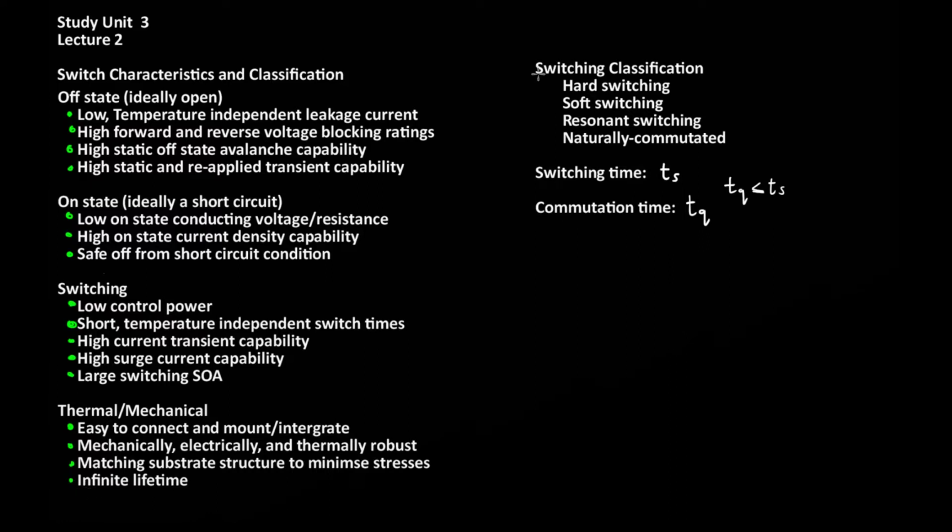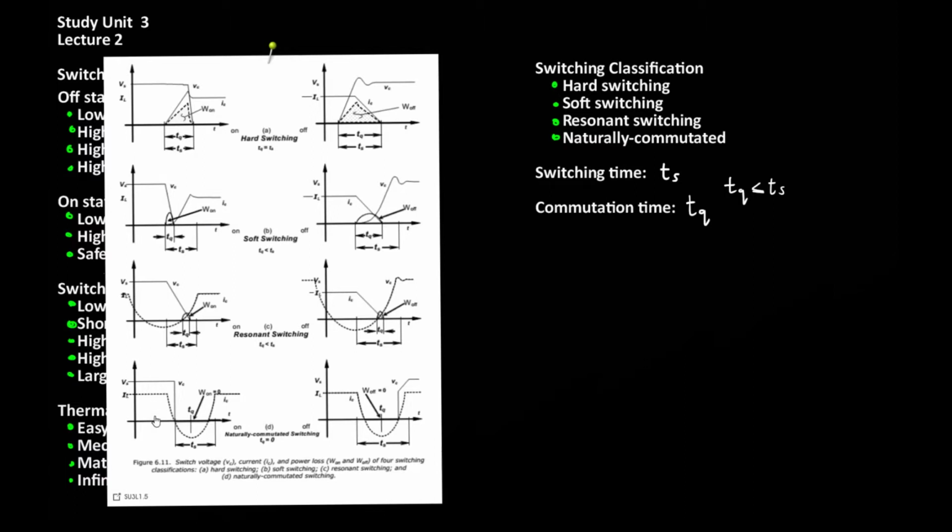The process of a switch turning on and then off again is called a commutation. Depending on how the switch commutates, there will be 4 different switching classifications. These are hard switching, soft switching, resonant switching, and finally naturally commutated switches. These switching classifications are determined by the switching time Ts and the commutation time Tq. The commutation time will always be less or equal to the switching time. This diagram from the reference text, figure 6.11, shows the 4 different switching classifications.